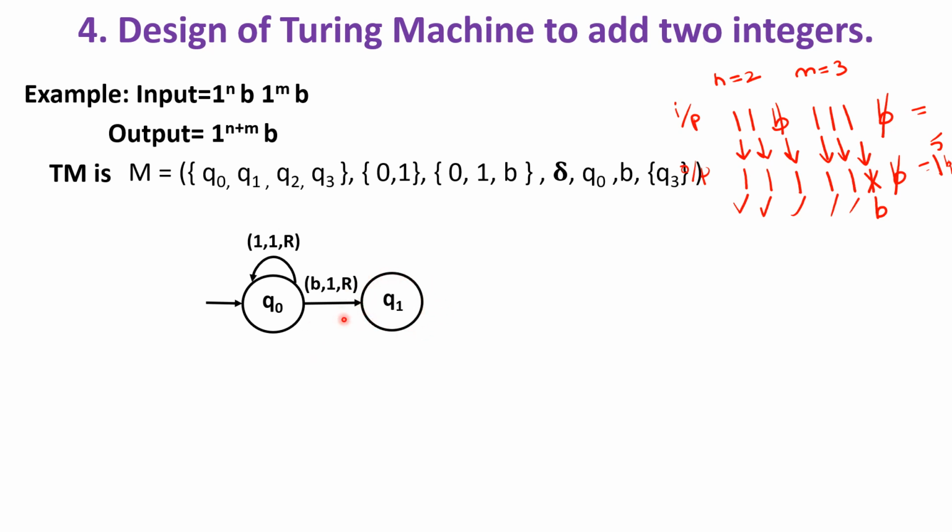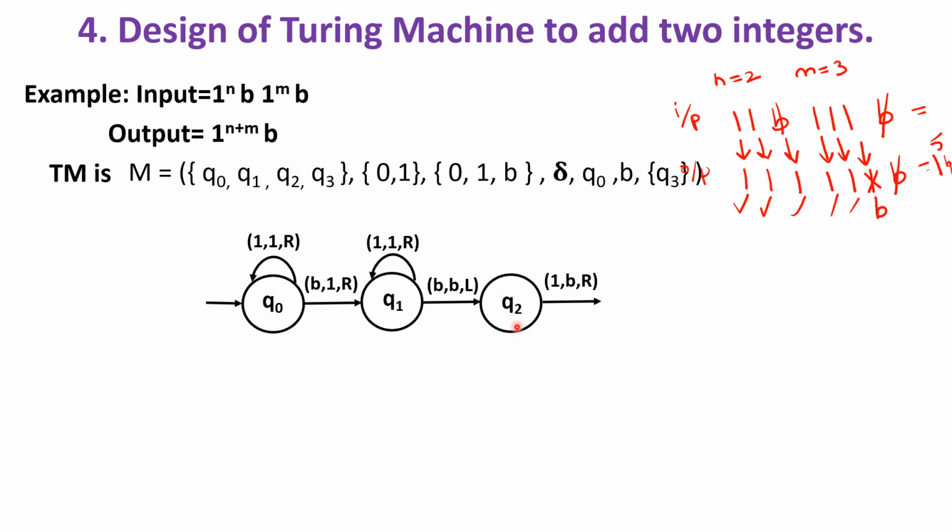In this state, we go for reading m number of ones. So as I said, keep m number of ones as it is and go on moving towards the right until you come across a blank. Once you come across a blank, keep that blank as it is, move towards the left. Towards the left because we have to remove 1 extra 1 and replace it as blank. So go to state Q2.